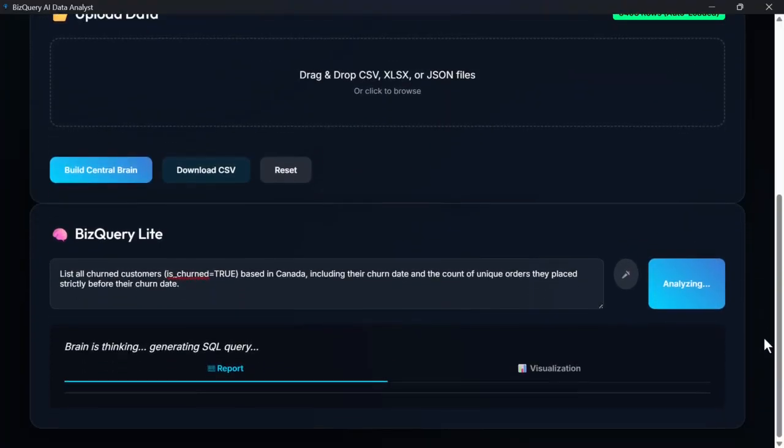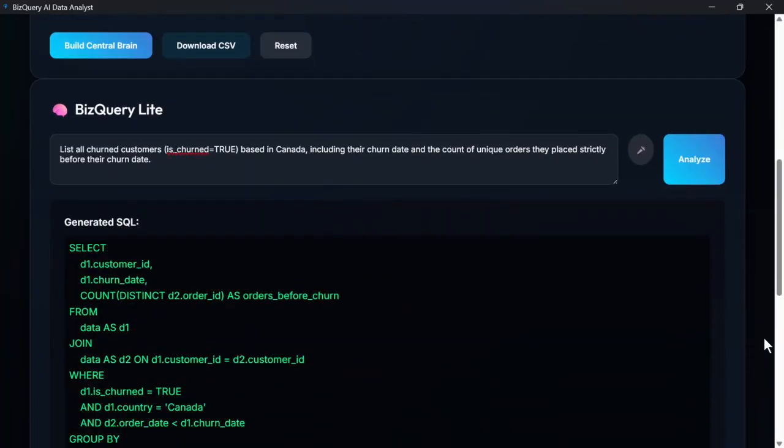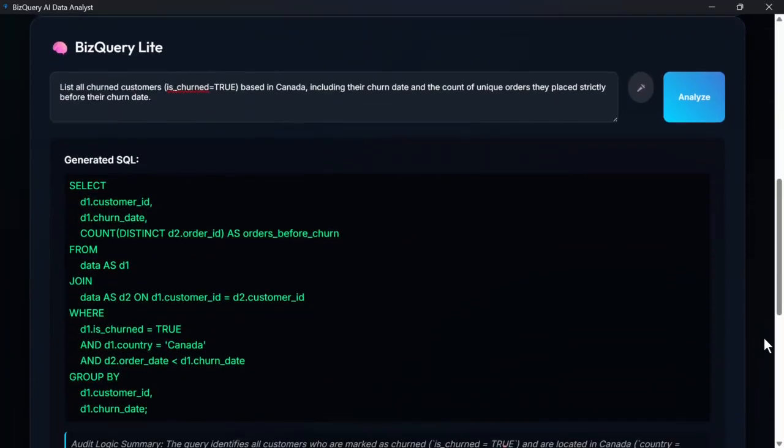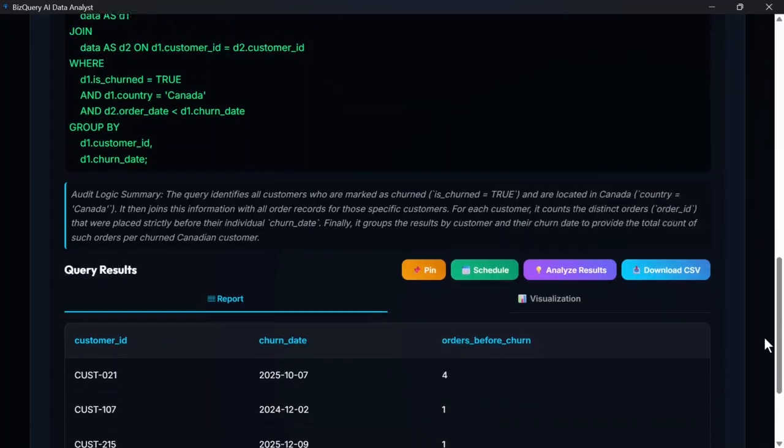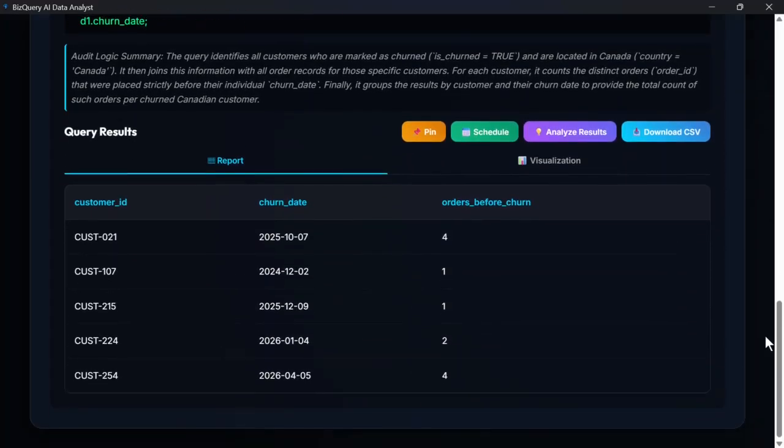The core objective is to segment lost accounts based on historical activity, distinguishing between early churners, who left immediately after onboarding, and tenured churners, who had established purchasing habits but left later. This structural visibility helps pinpoint exactly where in the lifecycle the customer experience broke down.